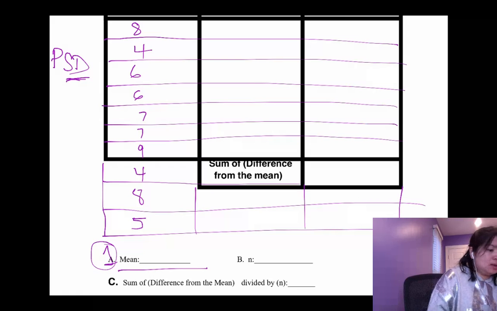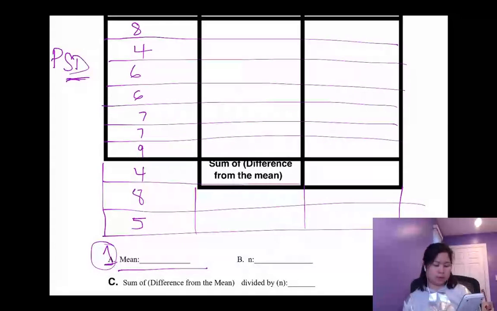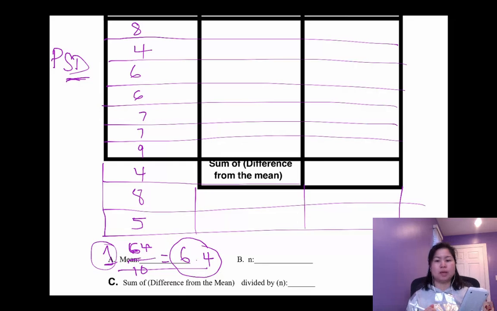Follow the steps, and then you can say, Miss Nguyen, wait, I missed this. Can you go over? Okay? So I'm going to take a long time on this problem, step by step. Pause, tell me, ask me, all right? So I'm going to do 8 plus 4 plus 6 plus 6 plus 7 plus 7 plus 9 plus 4 plus 8 plus 5. Okay, the total is 64, and then I have 10 games, so I divide by 10. So the average is 6.4. That's the mean.